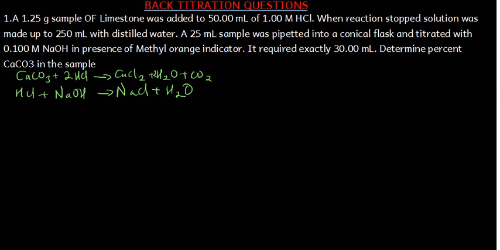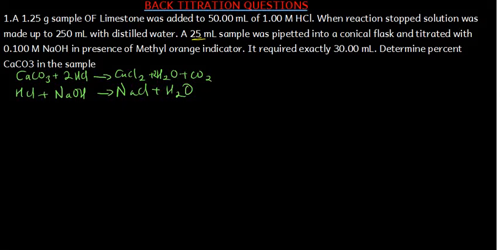Now, this is called a back titration because we work in the opposite direction. We start with the second reaction, and it's going to give us ideas about the first reaction to determine everything about it. Now, starting from this point, we've been given a 25 milliliter sample. So this sample is coming from the first reaction.